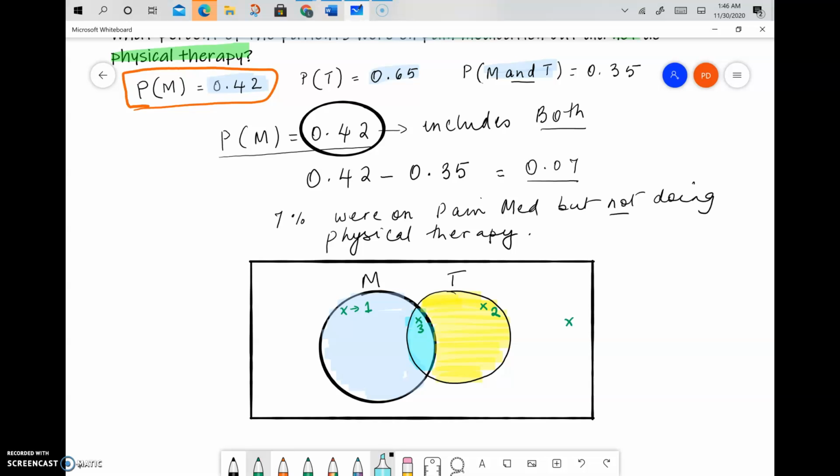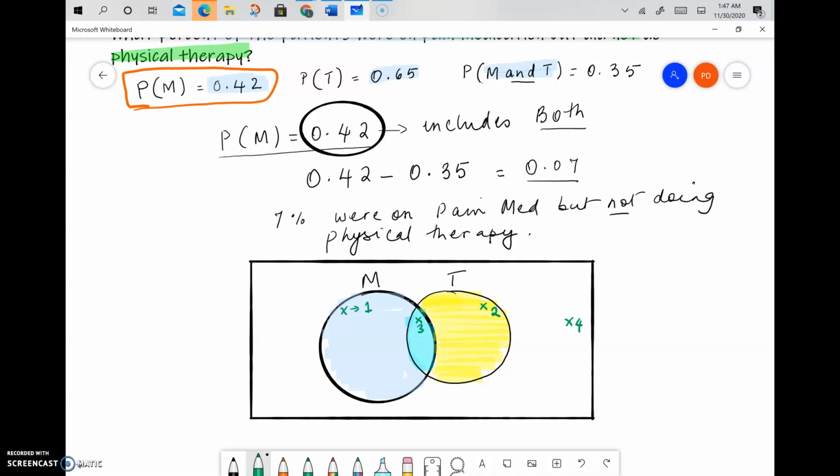Everything outside would be patients who are not doing physical therapy and not doing pain medication, which is neither pain medication nor therapy, is region 4, which is everything outside of these circles.